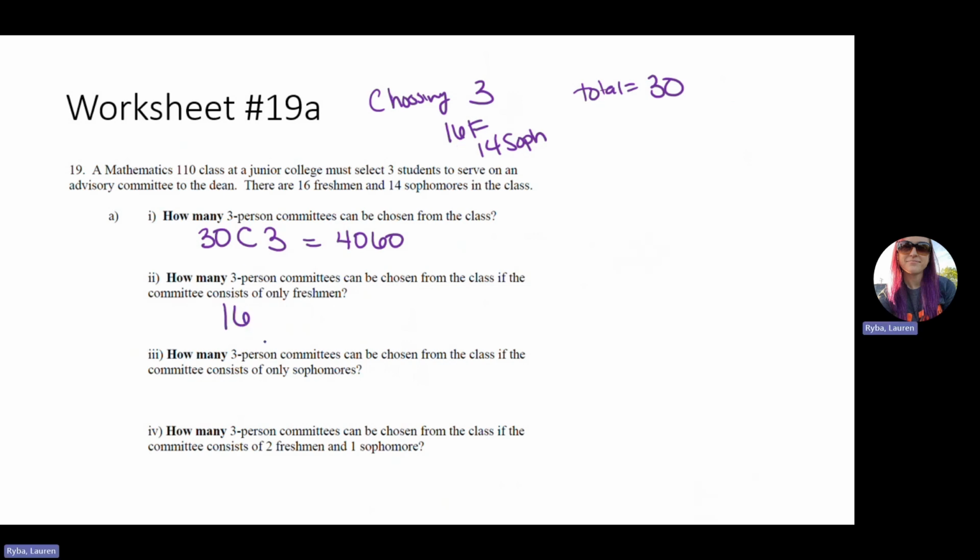16. So I have 16 that I want to choose my 3 from. So if I take 16 choose 3, that can happen 560 ways.